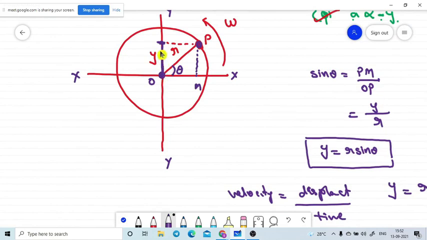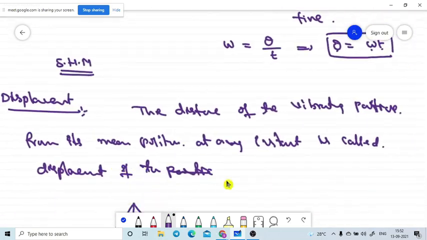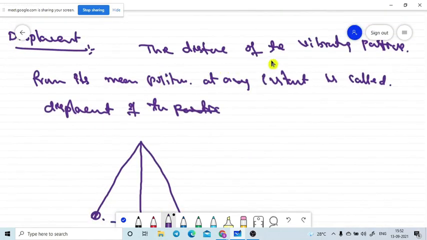The distance of the particle from its mean position, when the particle is vibrating, at any given instant. At any given instant means the particle can be at this position, somewhere here, or somewhere here. At that position we need to take the distance: at this position the displacement is this one, at this position it is this one. Like this we need to know. So that is the definition. Let me read once again: the distance of the vibrating particle from its mean position at any instant is called the displacement of the particle. That is the definition for simple harmonic motion displacement.